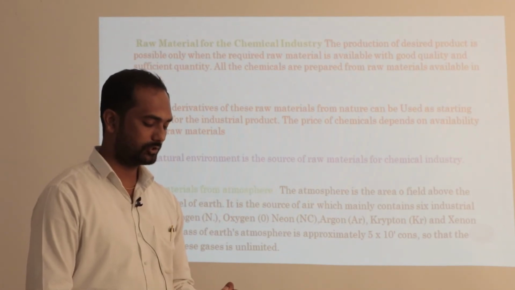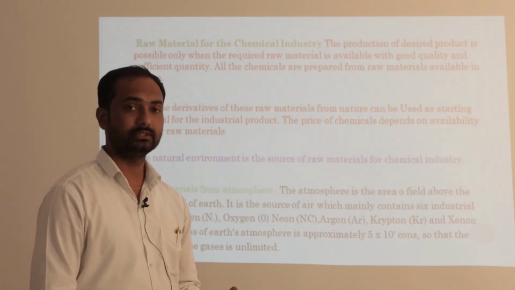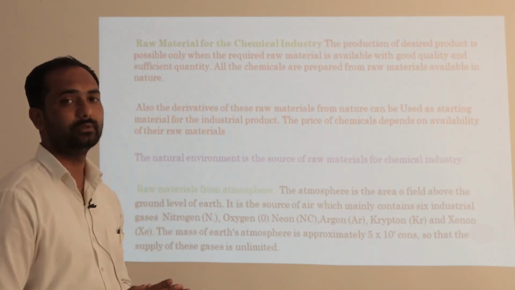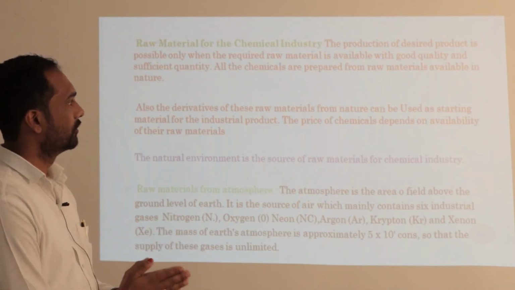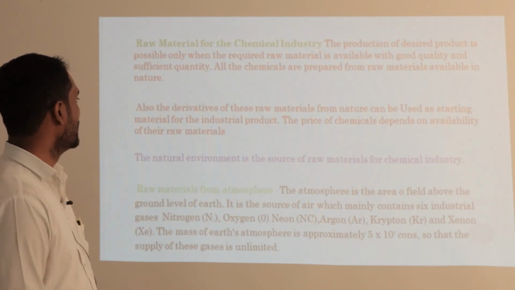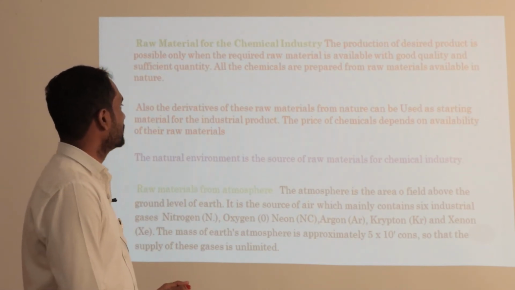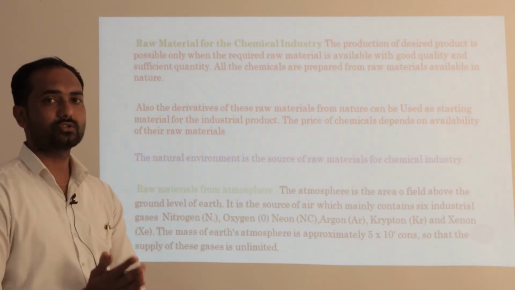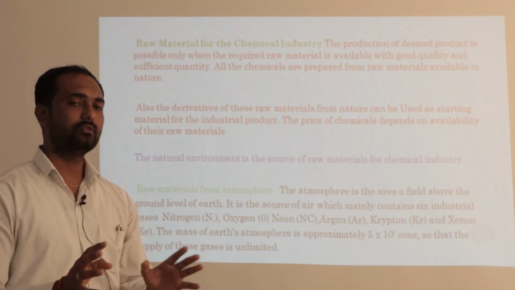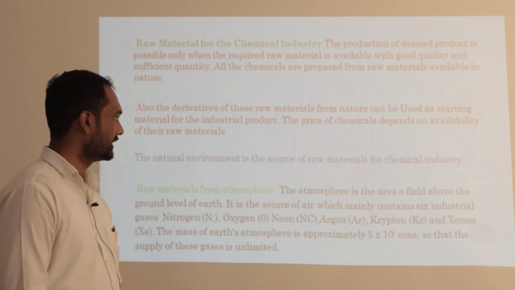So the raw material should be pure, and the second one is that it should be available in sufficient amount. Then and only then can we run the overall production process smoothly. So this is all about raw materials. So next is regarding the sources of raw materials. From where can we obtain the raw materials?